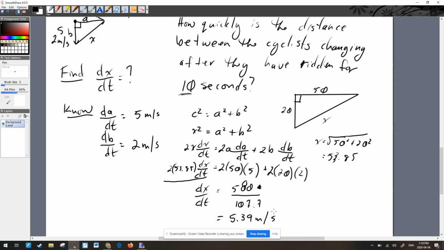So there's an example of applying implicit differentiation in a related rate problem.